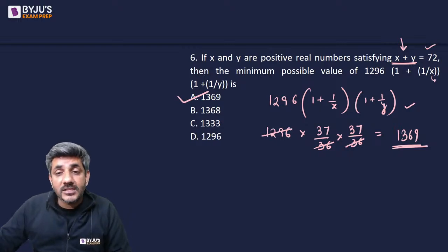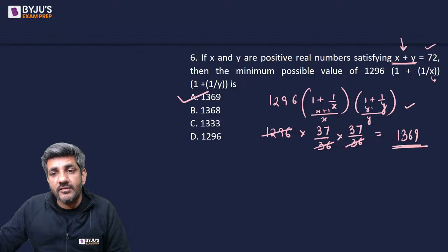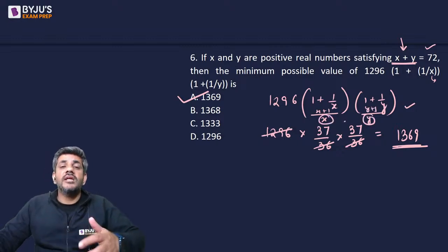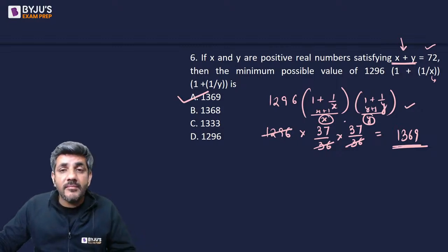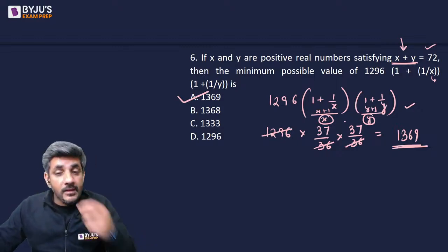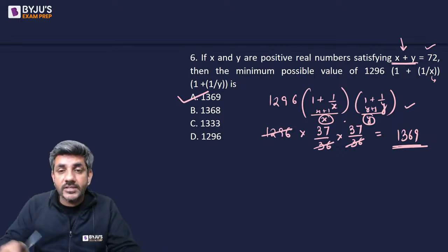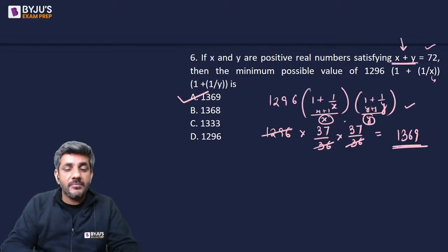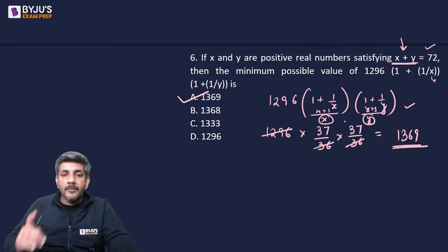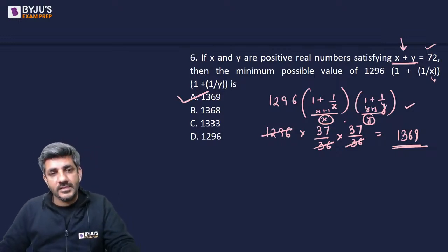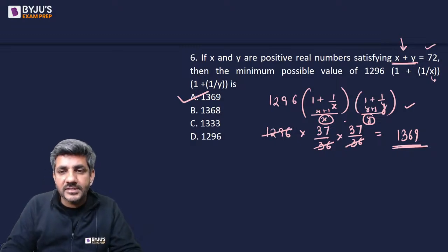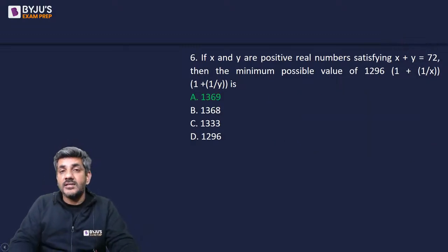Of course, here you can also do it by taking x at the bottom and x plus 1 on top, or y at the bottom and y plus 1 on top. In the product, the smaller x into y is, the larger the value, so the value will be minimum. And for a given sum, the product is maximum when the numbers are equal. Even by that logic you can say x and y must be equal to have the minimum possible value of this expression. So for question number 6 we have got the answer as option A, which is 1369. I am sure it is understood.